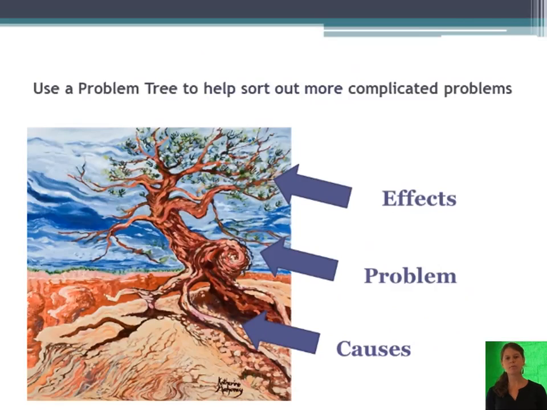But when problems become a little bit more complicated, we can use a tool called a problem tree to help us figure out the causes and effects of the problem. The problem is going to be the trunk of the tree. The causes are going to be the roots of the tree. And the effects will be the branches.